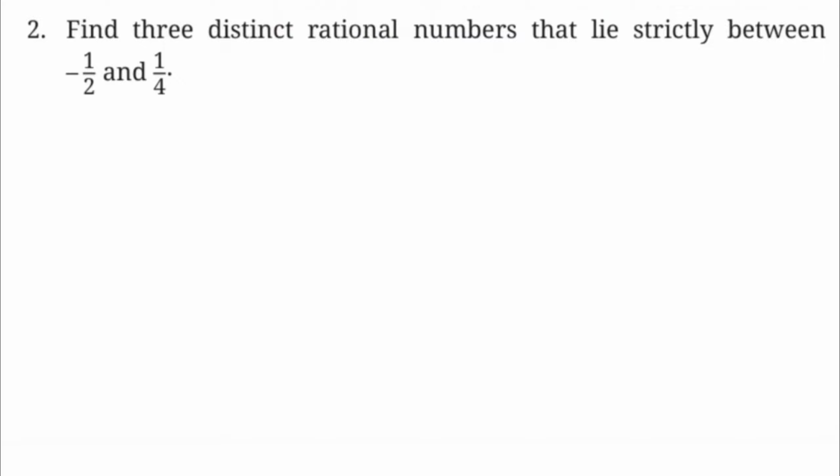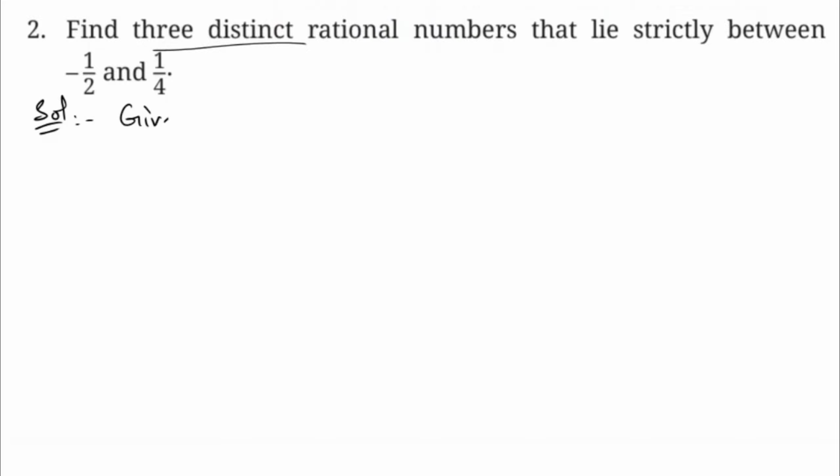Second problem: find three distinct rational numbers that lie strictly between -1/2 and 1/4. For finding three distinct rational numbers, first we need to find the LCM of the denominators, that is 2 and 4. So let's start the solution.